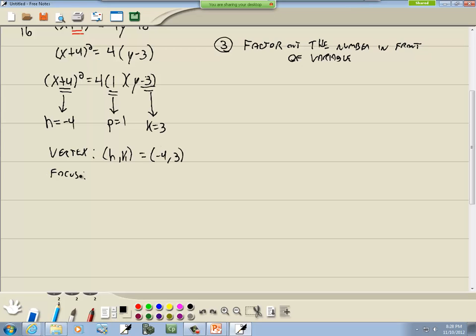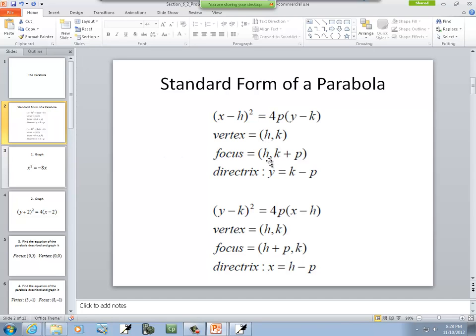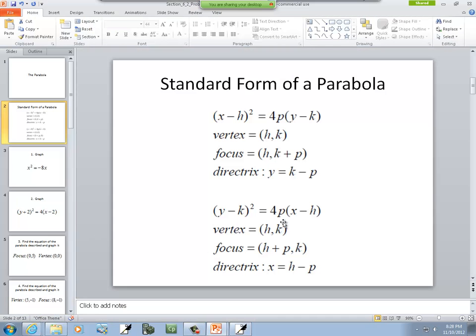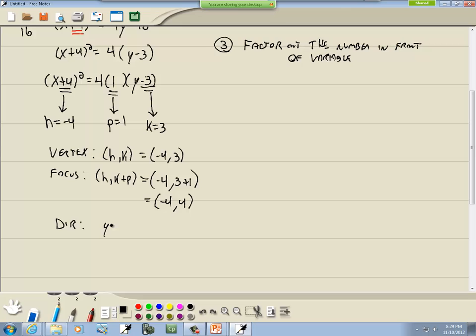Our focus, and let's see, we're using top formula, aren't we? Is h, k plus p. Well, h is negative 4, k is 3, and p is 1. Then I got negative 4, 3 plus 1, which gives us 4. And our directrix is y is equal to k minus p. K is 3 minus p, which is 1. So we got y is equal to 2.